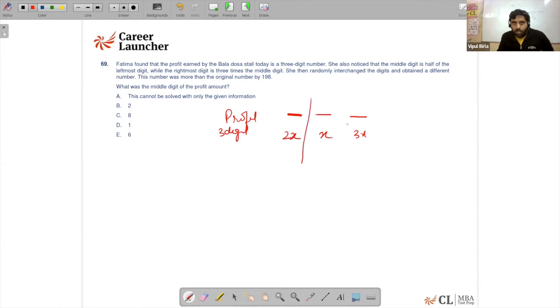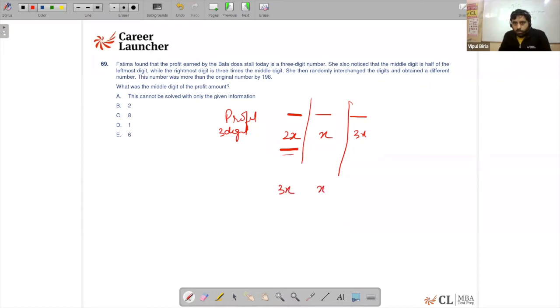And they mentioned that the middle digit, and this is the middle digit, first a leftmost, and then okay. Then she randomly interchanged the digits and obtained a different number. And this number was more than the original number by 198. So while switching, the original number is increased, and the new number will become the original number plus 198. Initially the first digit is 2x. So I wanted to have a number which is more than this.